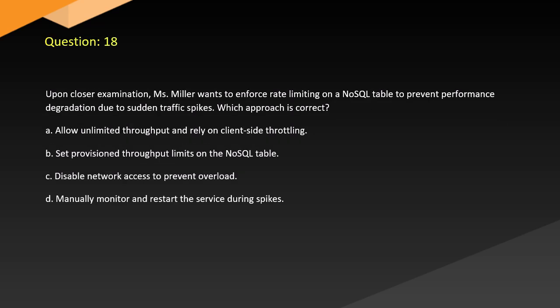Question 18. Upon closer examination, Miller wants to enforce rate limiting on a NoSQL table to prevent performance degradation due to sudden traffic spikes. Which approach is correct? A. Allow unlimited throughput and rely on client-side throttling. B. Set provisioned throughput limits on the NoSQL table. C. Disable network access to prevent overload. D. Manually monitor and restart the service during spikes.